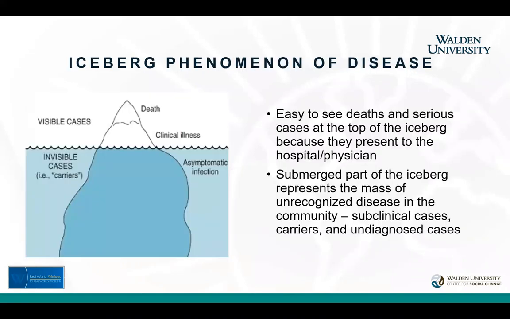There's another important concept to consider, and we call it the iceberg phenomenon of disease. It's a concept that illustrates the progress of a disease from its subclinical stages to overt or more apparent disease state. So the floating tip of an iceberg represents what physicians see in the hospital or a clinic. Those are the cases that are presenting and we're seeing reported in most of our epidemiological reports. But there's a submerged portion of the iceberg that represents this hidden mass of disease. Those would be subclinical cases, carriers of COVID-19, anybody who's undiagnosed or even asymptomatic cases.